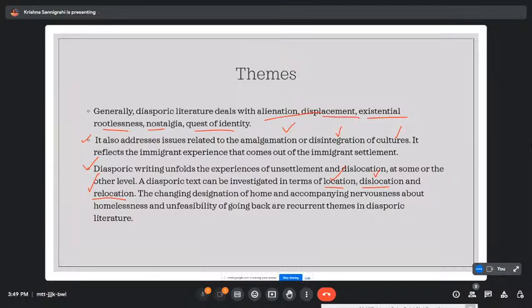The changing designation of home and the accompanying nervousness about homelessness, and the unfeasibility of going back, are recurrent themes in diasporic literature. Your idea of home is always evolving. If you are in one country at one place, you are rooted. But when you are moving here and there, you are homeless, and your homelessness gets reflected in the whole idea of identity and being rooted. And once you have left a place and gone to a new place, it becomes difficult to return to the origin. So this also keeps on coming.